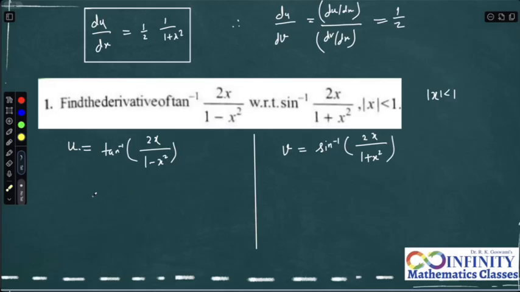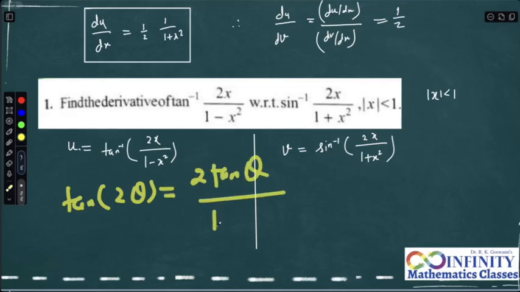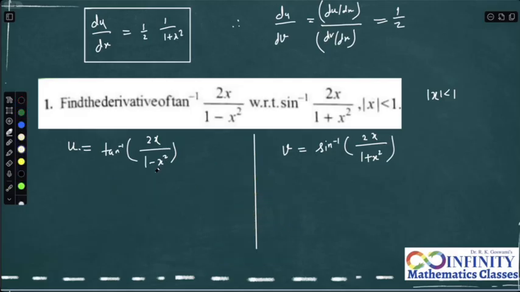In these type of questions, if you have an expression like 1 plus x square, we can substitute. In this question particularly, I can tell you there is a formula: tan 2 theta is going to be 2 tan theta upon 1 minus tan square theta. Can you see this side and the right hand side of u, almost the same? So I should substitute x equals tan theta there. So in this case, I should put x equals tan theta.